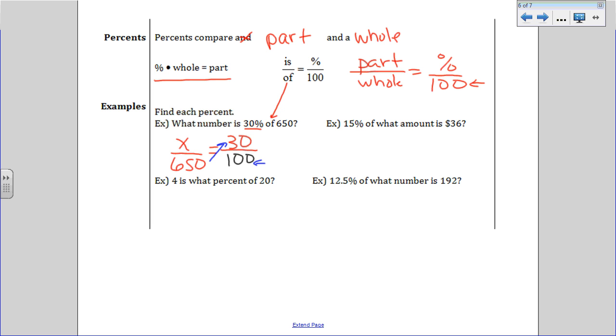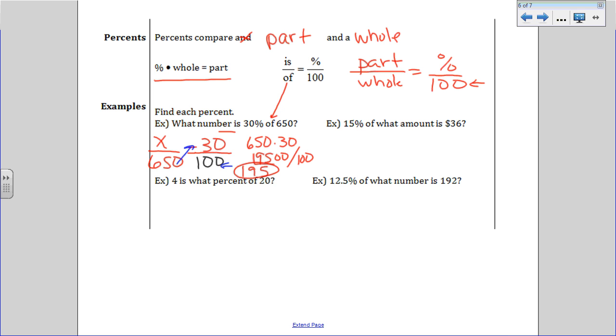So we're going to take 650 times 30, and that's 19,500, and then we're going to divide that by 100. So our answer here is 195. There's no units, so that's where we end.